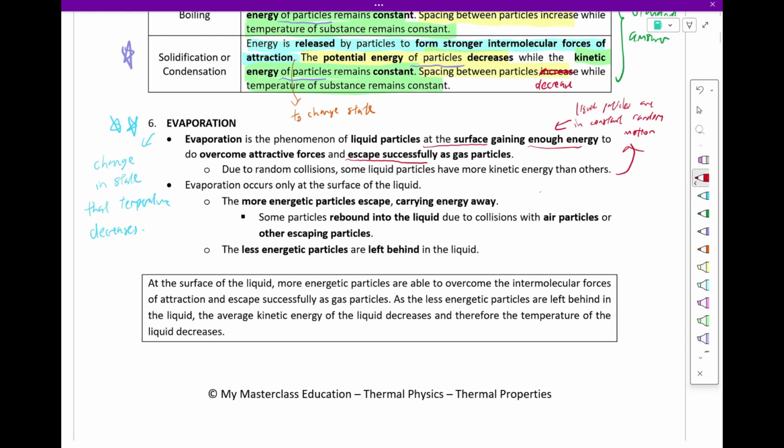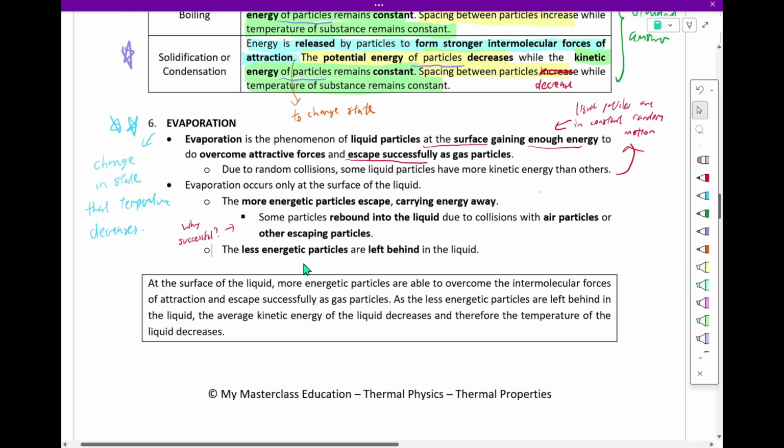Because the successful part is over here. Why do we need to be successful? Because if some of the liquid particles escape as gas, but they bump into other gases in the air, there's a small little chance that they will actually bounce back into the liquid itself. So if they don't escape successfully as a gas particle, we don't say that it evaporated. For you to evaporate, you must escape and escape successfully.